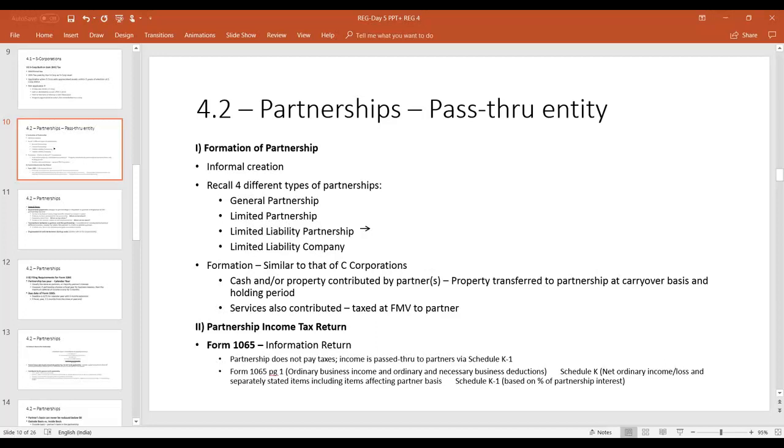The formation of a partnership, unlike an S corp or a C corp where you need formal articles of incorporation, has no such requirement, though you can register the partnership. It generally is an informal creation. If you recall from the first class that we did, we went through different types of partnerships. We said there is general, limited partnership, limited liability partnership, and limited liability company as well.